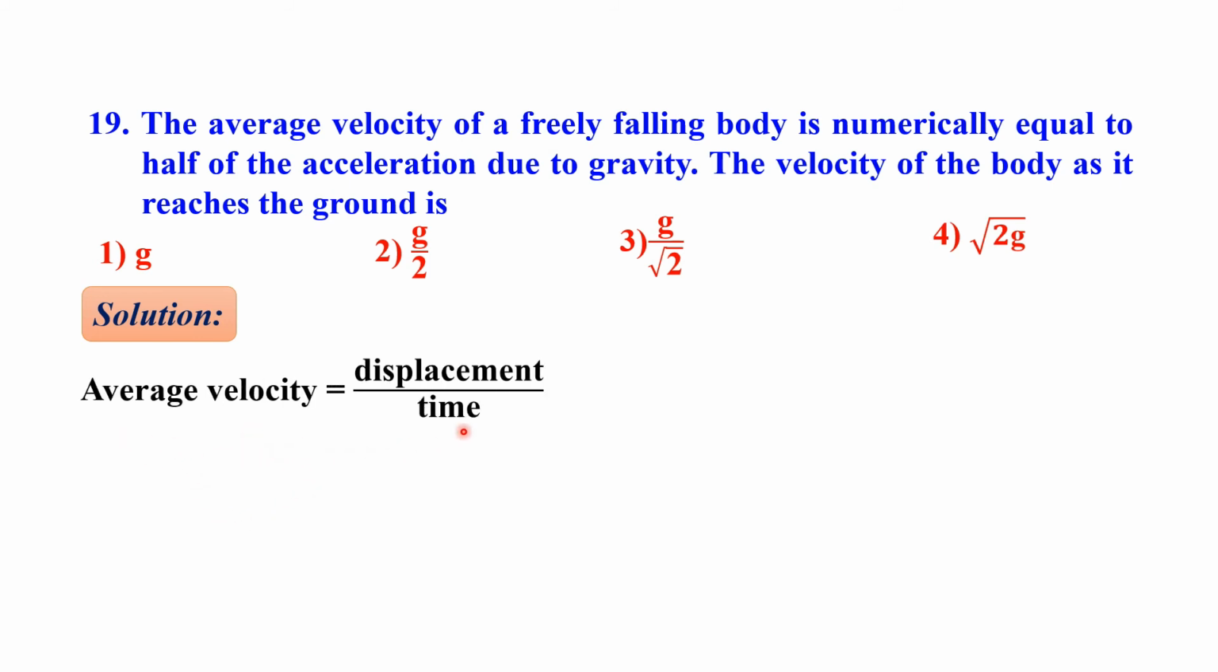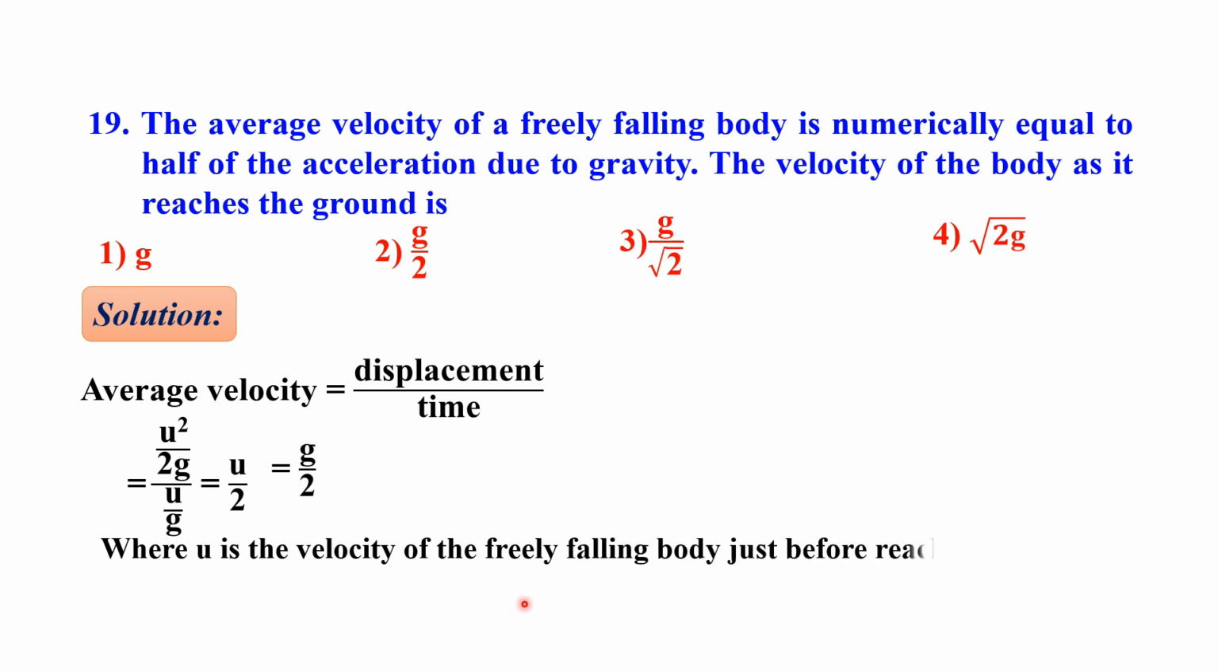Average velocity is equal to displacement by time. So here displacement is u square by 2g and time is u by g. So g cancels, u cancels, and one u remains: u by 2. So average velocity is equal to u by 2, that is equal to g by 2, where u is the velocity of the freely falling body just before reaching the ground. Therefore u is equal to g. So the velocity of the body as it reaches the ground is g. First option is correct. Next one.